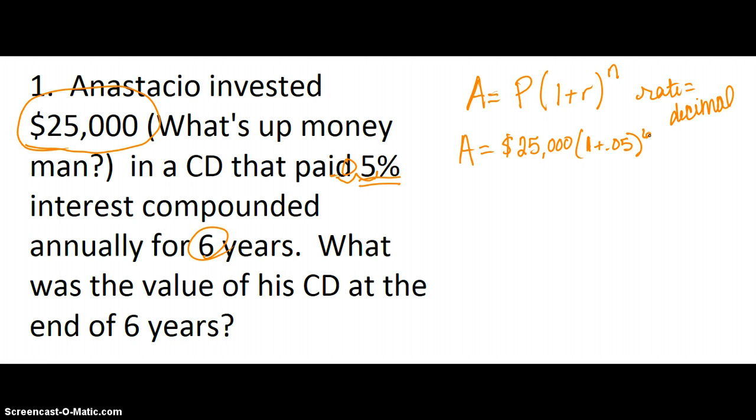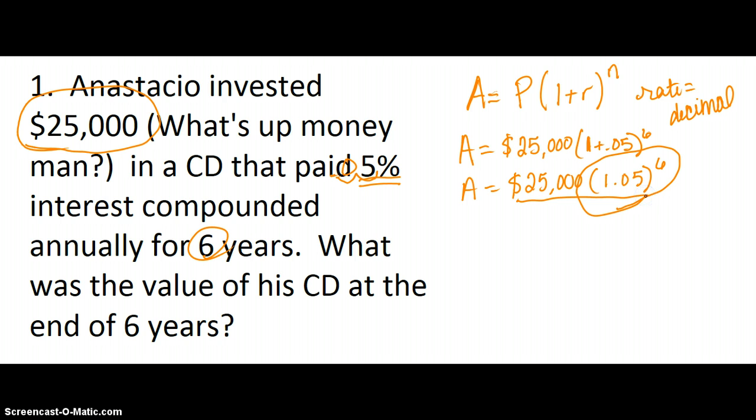Now, the biggest error I see in this is people trying to give that 6 to the 1 and to the 0.05. Remember, the order of operations guides every problem we're going to do. So A equals 25,000 times 1.05. We're going to add those to the 6th power. Now, the second biggest error I see is people try and multiply these two and then take it to the 6th power. Well, now we have an exponent, which is going to come first in our order of operations.